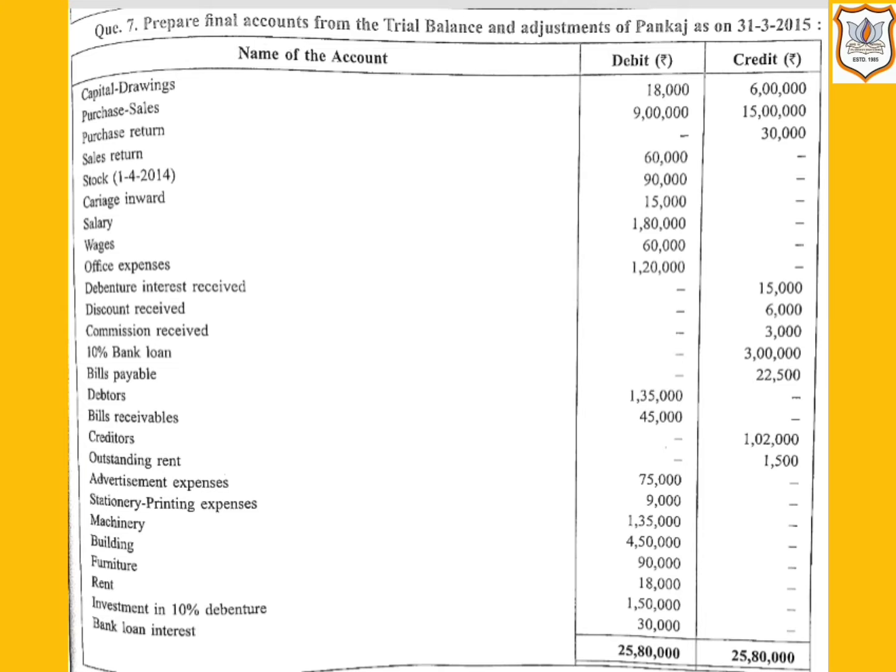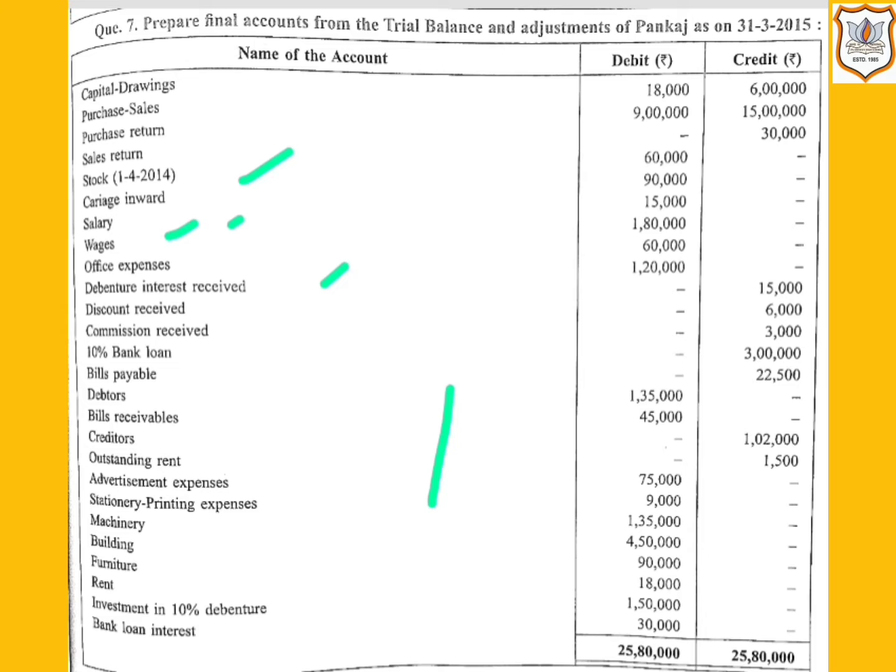Here is the question. Prepare final accounts from the trial balance and adjustments of Pankaj as on 31st March 2015. Here you can see in the question first capital and drawings balances are given. Then purchase and sales amounts are given. Then purchase return, sales return, stock, carriage inward, salary, wages. All these amounts are given.